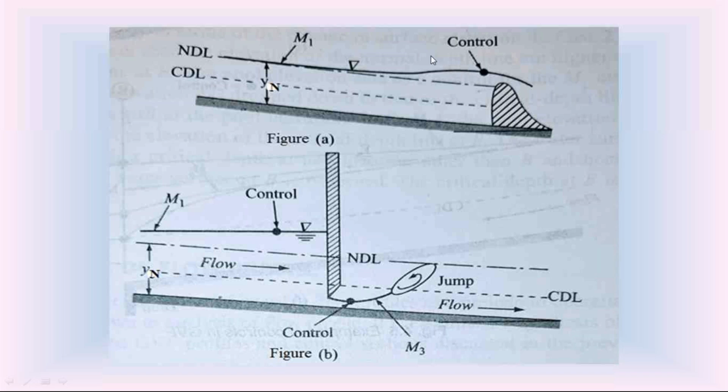Then take the section 3 nearer to section 2. At section 3, the depth of flow is less than the depth of flow at section 2. If the section 2 depth of flow is 49 meters, take the depth of flow at section 3 as 48 meters.